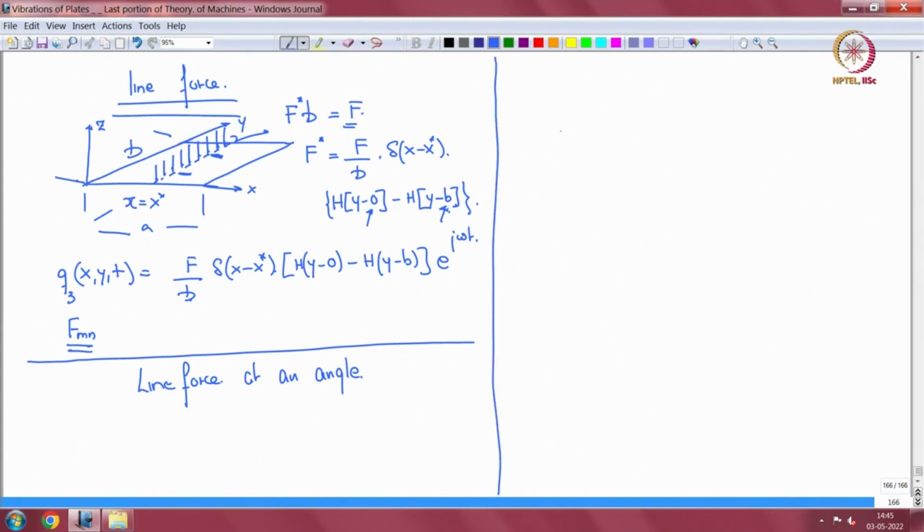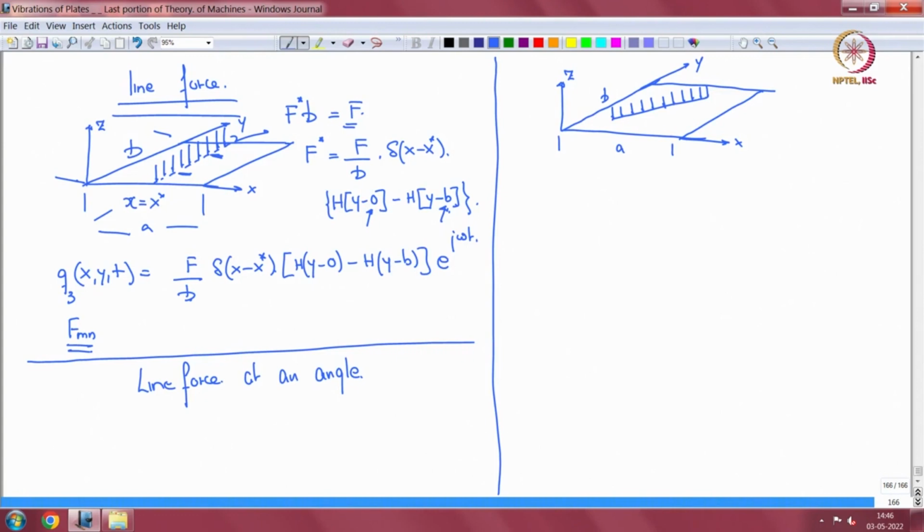We have this plate, X, Y, Z. This is B, and the force is now at an angle. So line force, uniform magnitude, but it is at an angle. Okay.